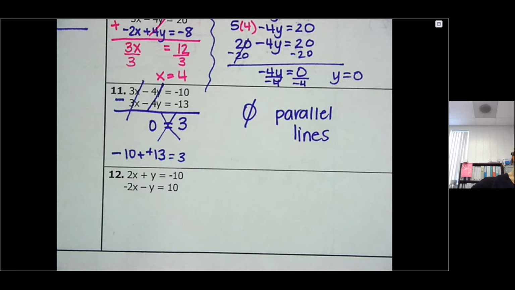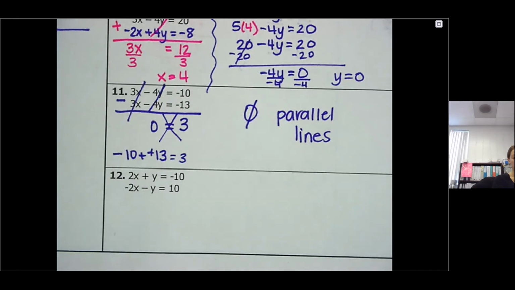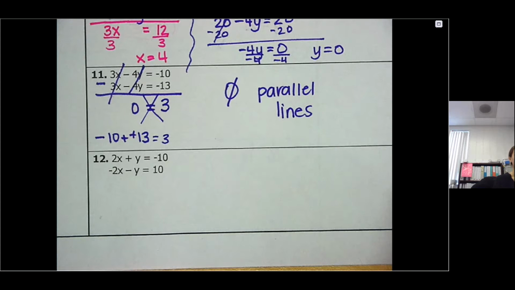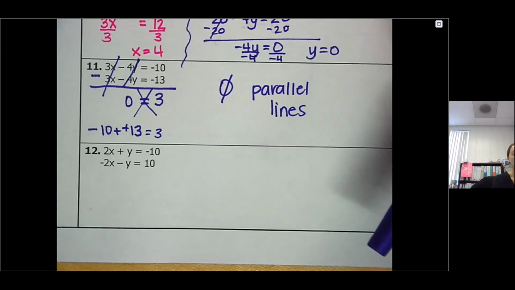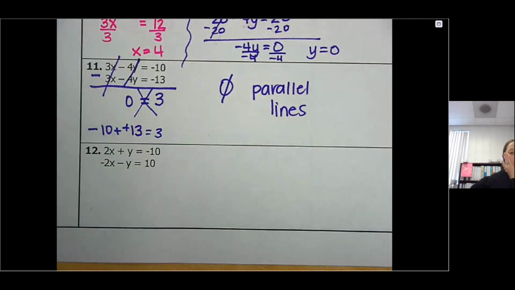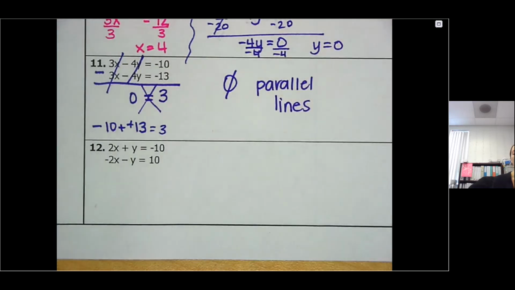All right, I lied. We're going to do 12 too. And then I'll let you have a little bit of time to do the last ones. Okay, number 12. You've got 2x plus y equals negative 10 and negative 2x minus y equals 10. First of all, are they lined up? Yes, they are. Which one should you get rid of? It does not matter because they both have the same variables in the front. So which one do you want to get rid of? The x's or the y's?